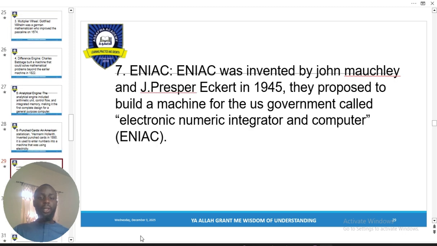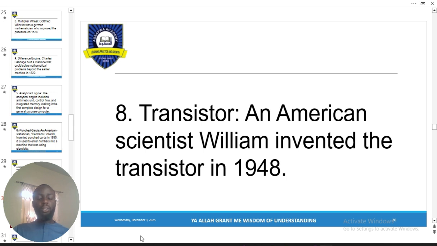And we have the ENIAC, which was invented by John Mauchly and J. Presper Eckert in 1945. They proposed to build a machine for the US government called the Electronic Numerical Integrator and Computer, which is known as ENIAC. Then we have the transistor. An American scientist named William Shockley invented the transistor in 1948.